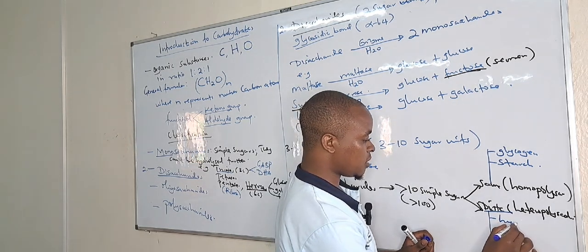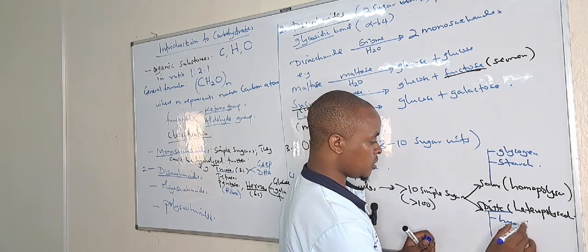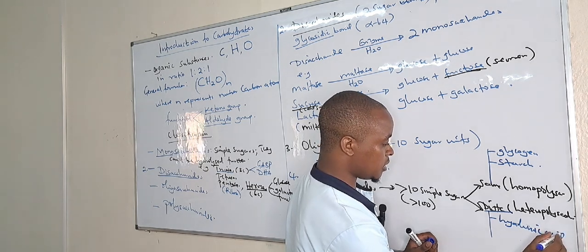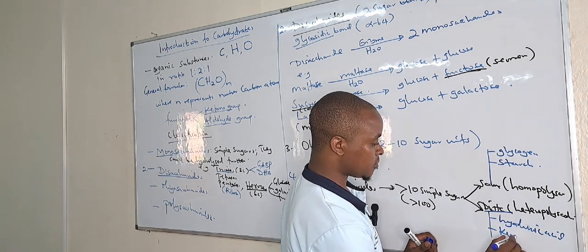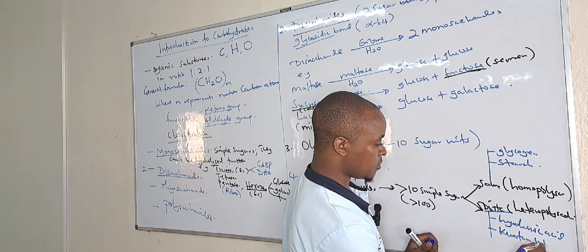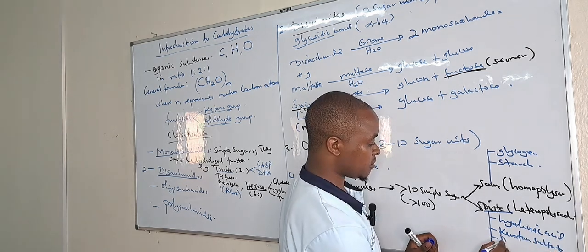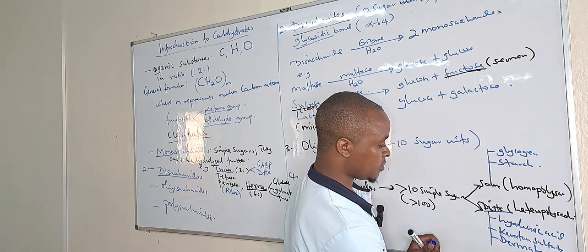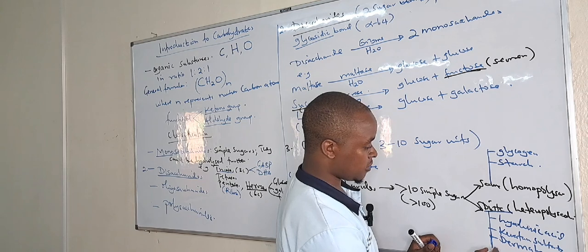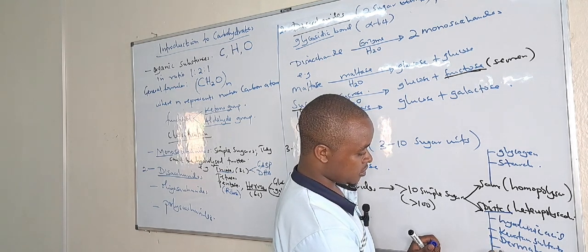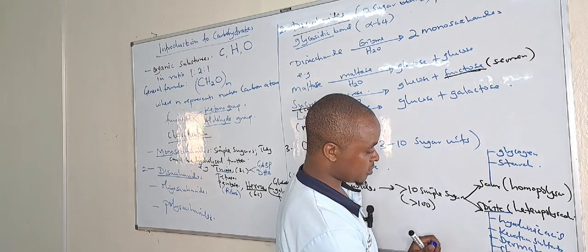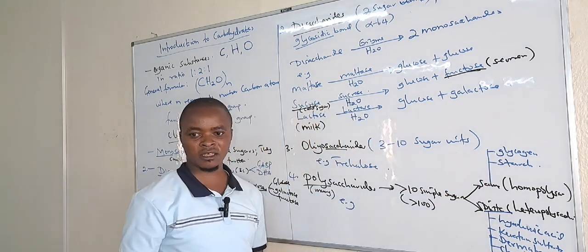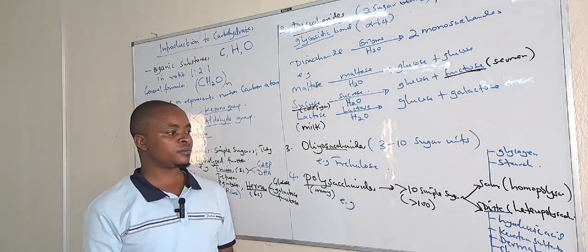Then heteropolysaccharides, the ones with different sugar units, have examples like hyaluronic acid, keratan sulfate, dermatan sulfate, chondroitin sulfate, and so on. Chondroitin sulfate is found in the synovial fluid.